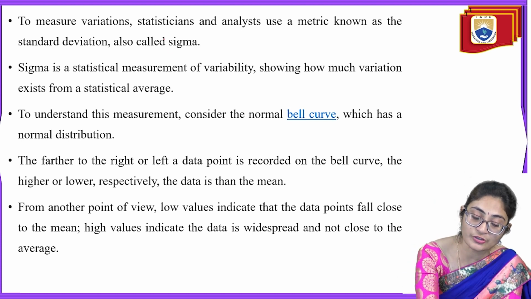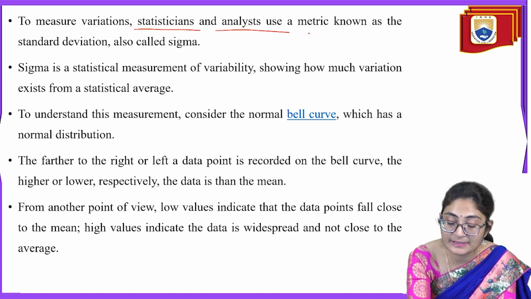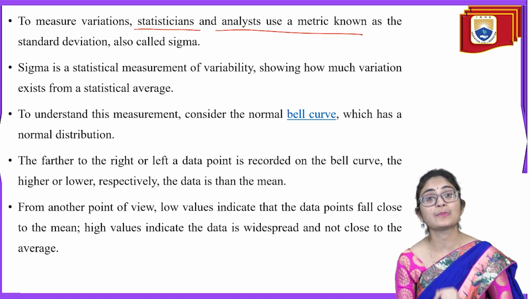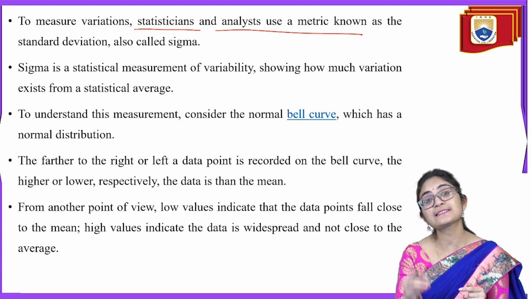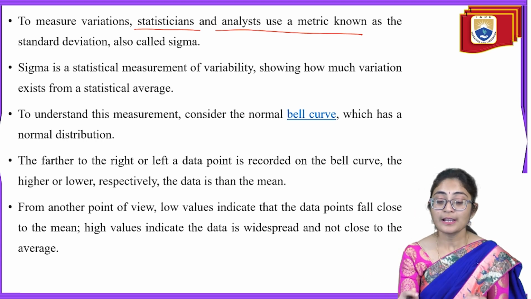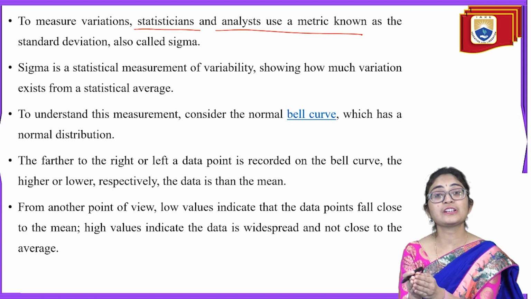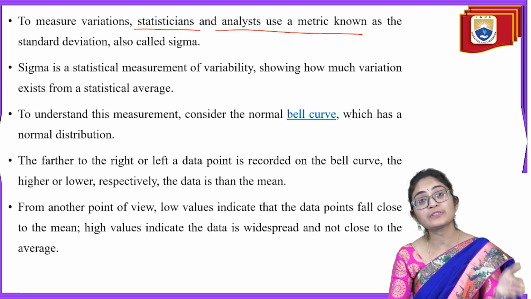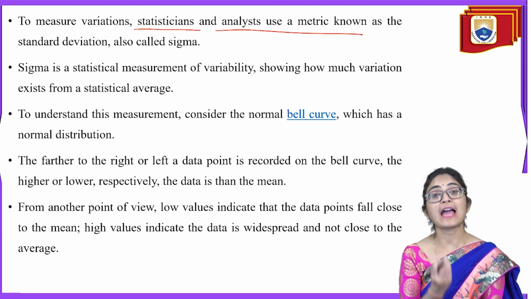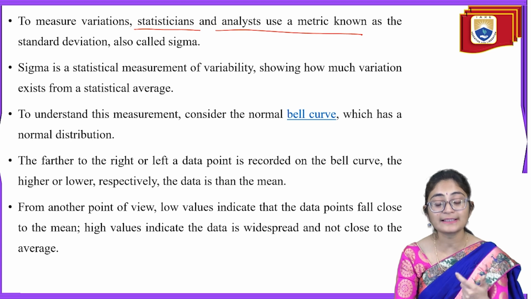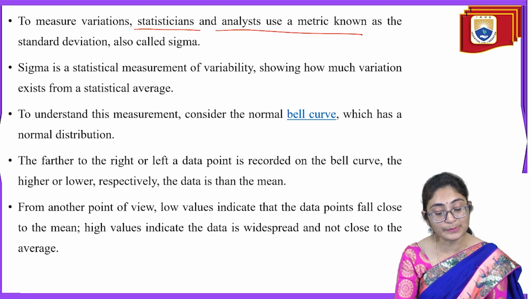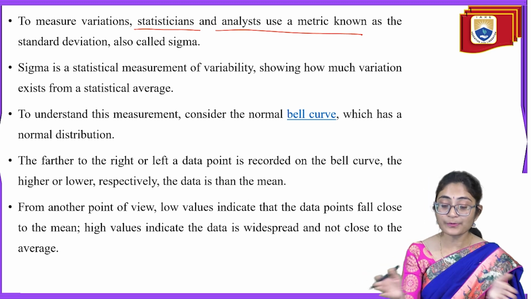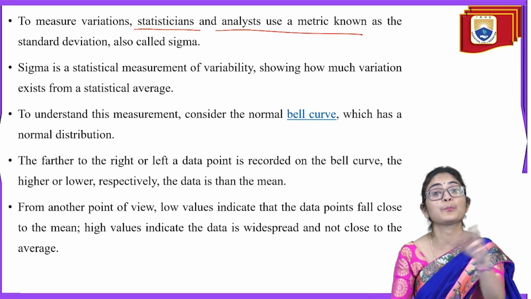And to measure the variation, statisticians and analysts use a metric known as the standard deviation, that is called your sigma. This sigma is a statistical measurement of the variability, showing how much variation exists from the statistical average. That means whenever we have to find out the empirical rule, we have some average, and on that basis we are getting the standard deviation. So we can find out the statistical measurement of the variable and how much variation it is showing as compared to the average.